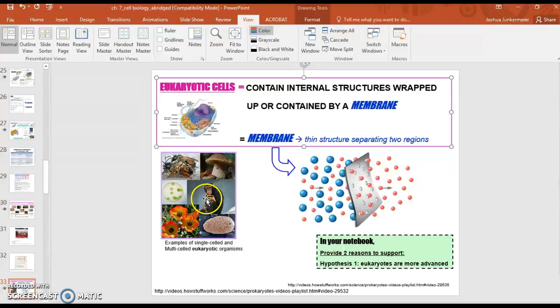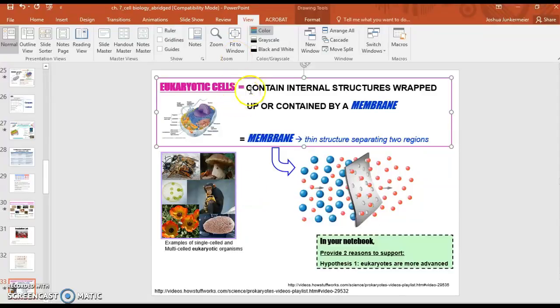And again, you can see that eukaryotic cells include insects, fungus, protists, which are single-celled awesome creatures, and then animals and plants. And this is yeast right here. Yeast is a type of fungus. So this is a single-celled version of eukaryotic fungus, and this is a multicellular version of a fungus.